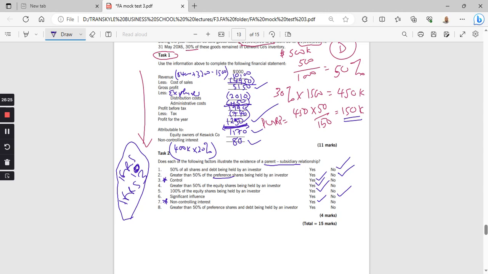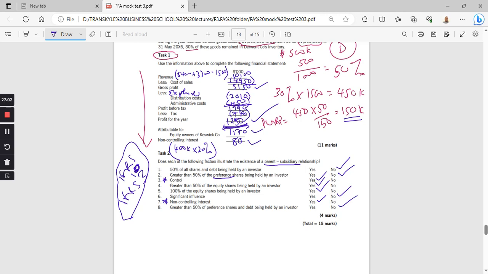So if you're an auditor and you arrive at a company and they say there is some NCI, or there is a ledger account for non-controlling interest, then you have to ask yourself, where is the subsidiary? There should be some subsidiary somewhere, so you need to ask for the papers of that acquired company. So there was a parent subsidiary relationship when there was NCI. Then greater than 50% of preference shares and debt held by the investor, we say that this was a no.